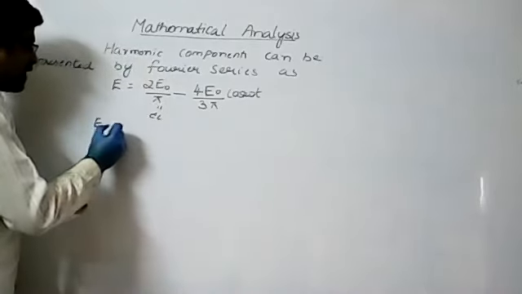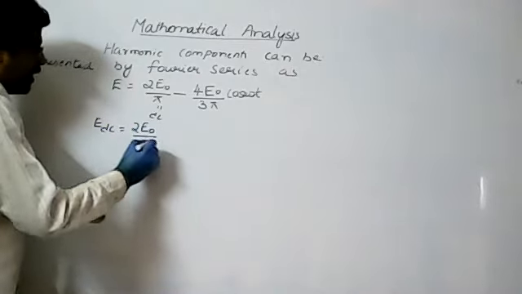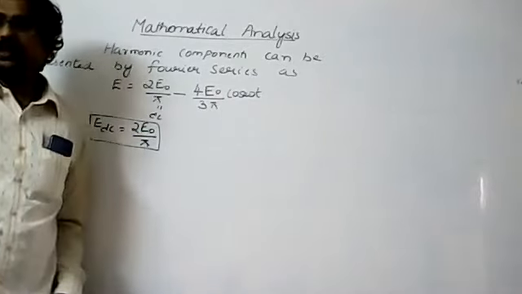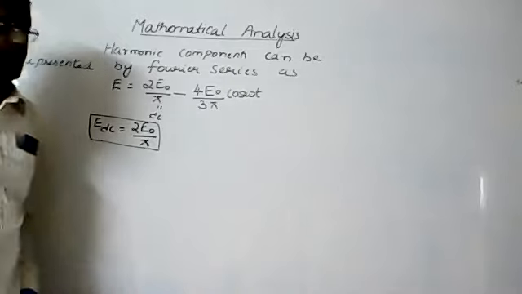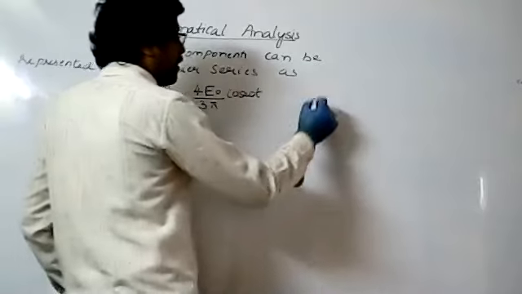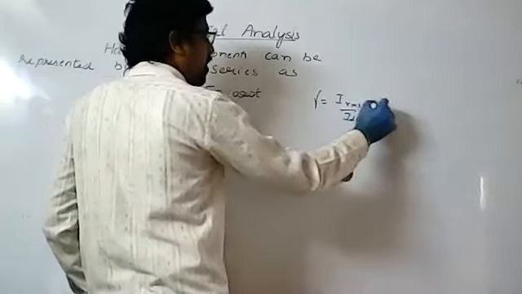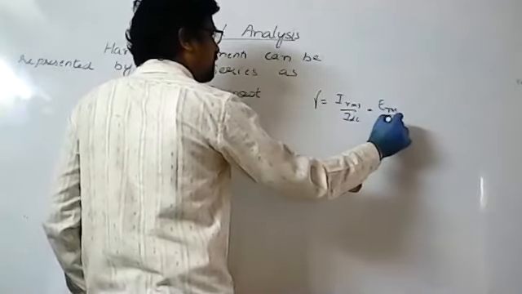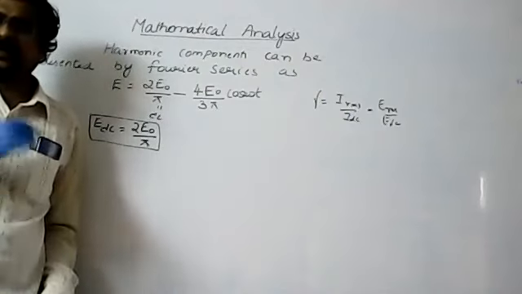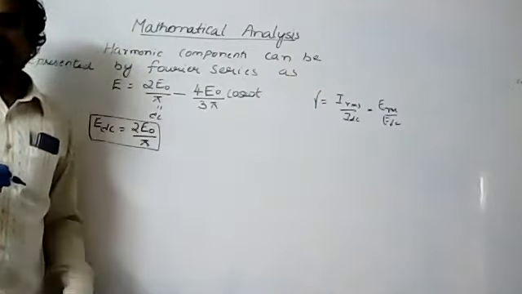So from this I will get EDC is equal to 2 E naught by pi. Then I calculated EDC. So the ripple factor, I can write it as either IRMS by IDC or ERMS by EDC. Anything you can take. It should be only the ratio of RMS value to the DC value.